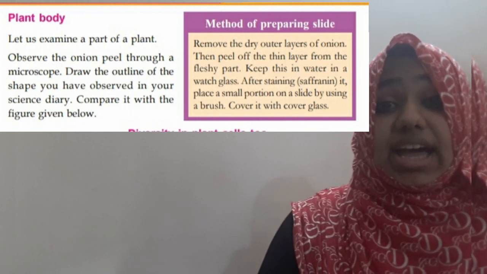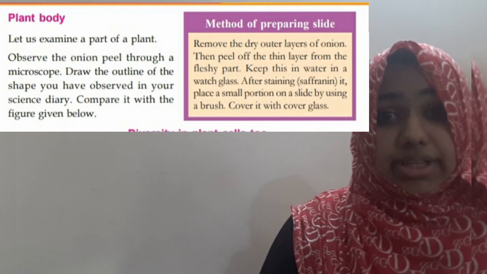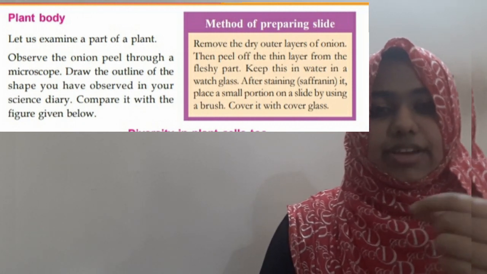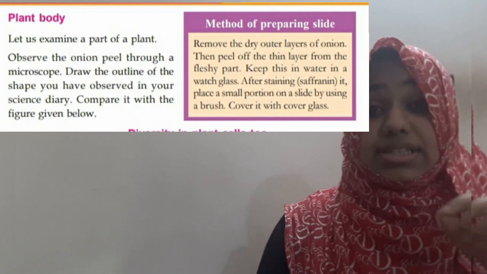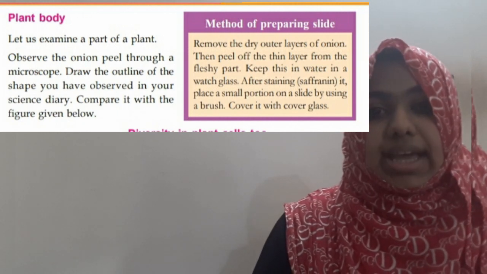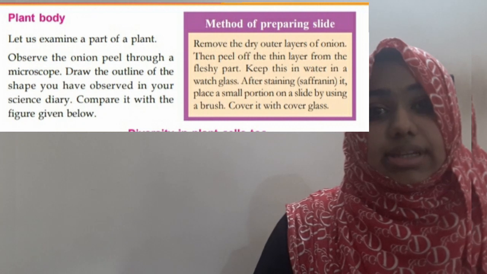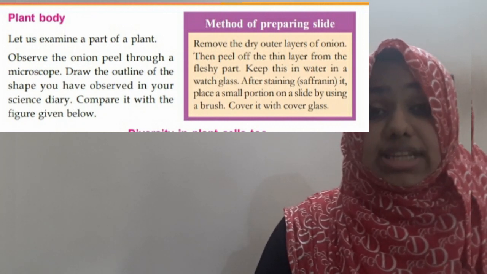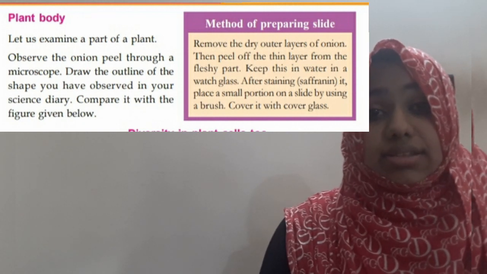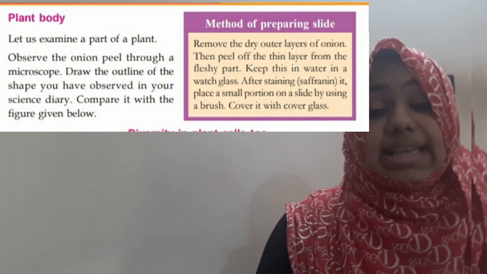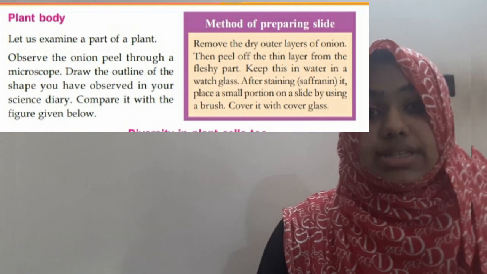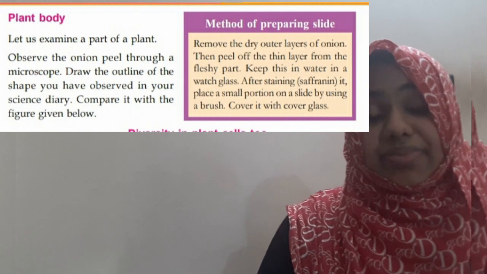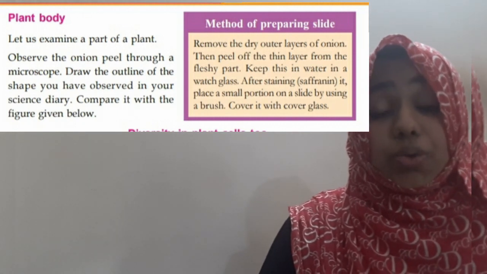Remove the dry outer layers of the onion, which is the cover of the onion. Then peel off a thin layer from the fleshy part. The fleshy part is what we use for cooking. Keep this in water in a watch glass. After staining, for stain we can use saffron and many other things. Place a small portion on a slide using a brush and cover it with the cover slip. This is what we are going to do.